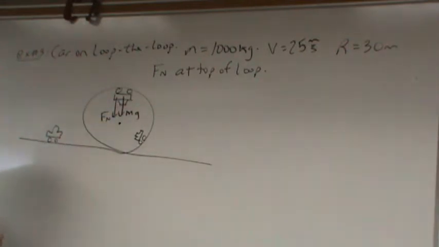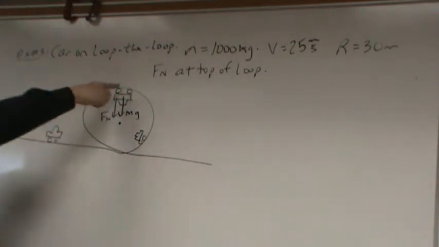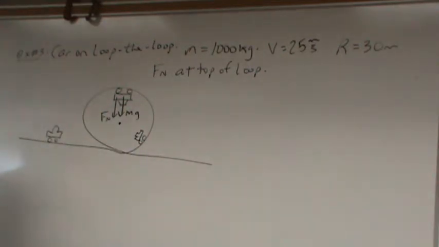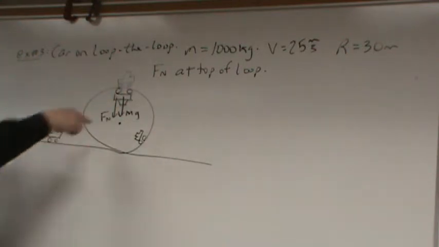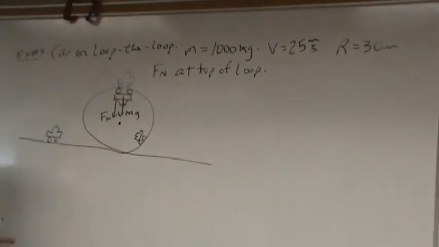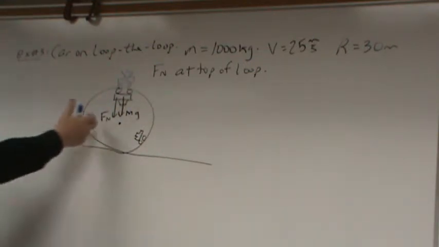Tell me, where would my car have to be in order for normal force to be upward? On top of the loop. Yeah, and I might give you a problem where that happens, where the car was traveling above the loop-the-loop, or maybe you're on a Ferris wheel or something, but that's not what's happening here. The car is below the loop-the-loop, so normal force is down.